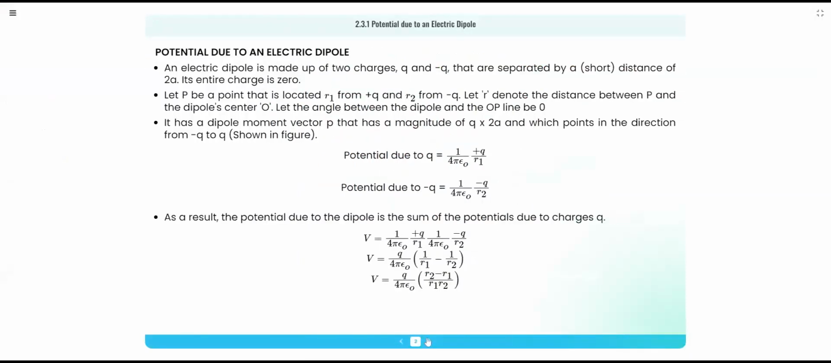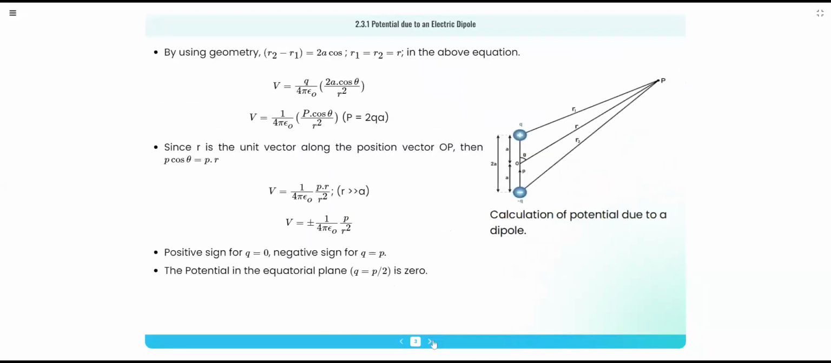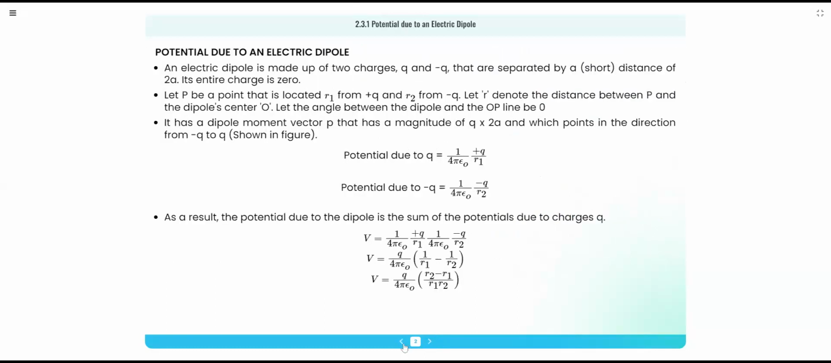The next topic is potential due to electric dipole. What do you mean by dipole? What is the meaning of dipole? Anyone? Yes. What is the meaning of dipole? A pair of positive charge and negative charge is known as a dipole.